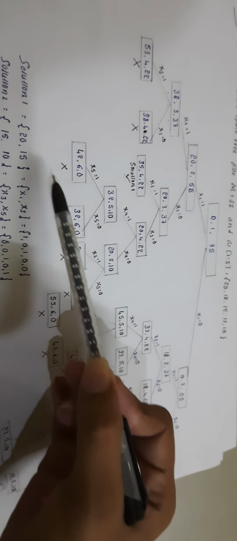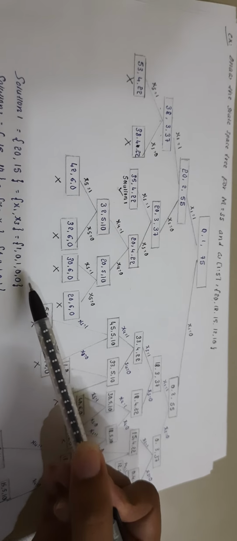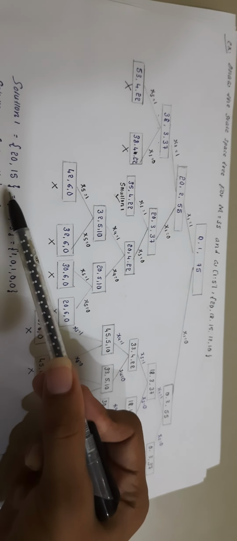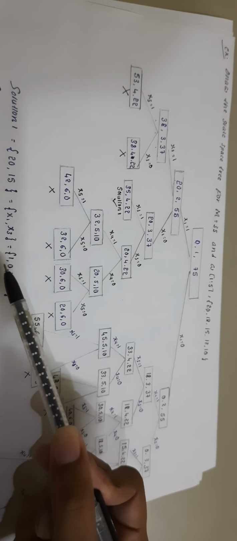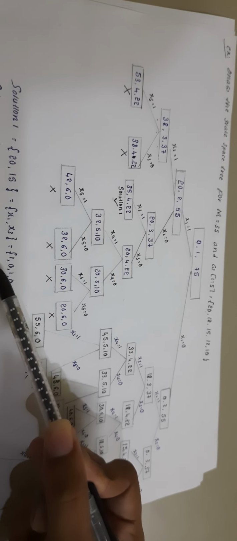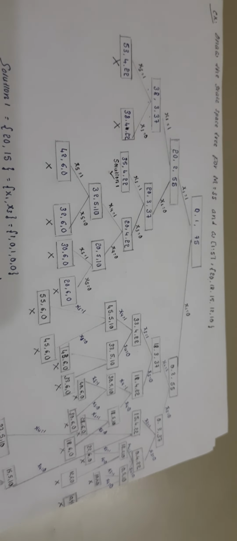Solution 1 is 20 comma 15, that is x1 comma x3, that is 1 comma 0 comma 1 comma 0 comma 0. Solution 2 is 15 comma 10, that is x3 comma x5, that is 0 comma 0 comma 1 comma 0 comma 1. So these 2 solutions are represented in the state space tree.